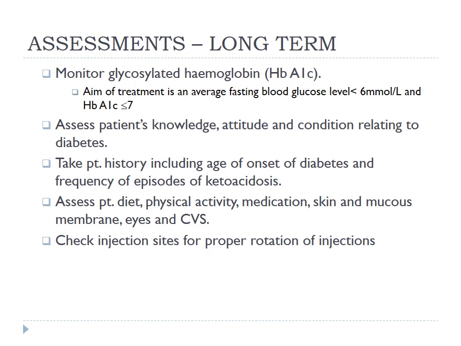As I said, with the long-term management, we use the hemoglobin A1C, and it basically gives you an idea of what your average blood sugar is going to be, and we want to get that as close to 7 as possible. And assess diabetes knowledge and attitude relating to their condition, always take their history as well, assess for diet and activity, skin and mucous membranes, and check the injection sites as well, and make sure you rotate injection sites.